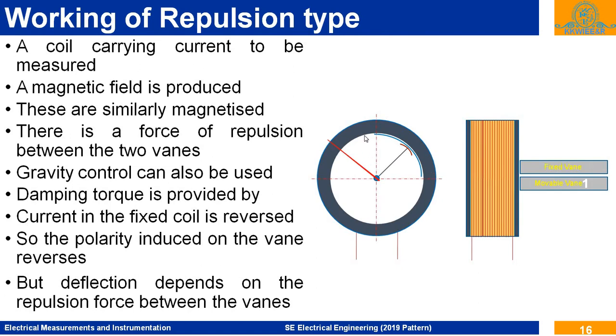Now in this case, there is a stationary coil, a fixed vane, and a moving vane connected to the spindle. So this is a fixed vane and a movable vane. This is the first position of this movable vane.